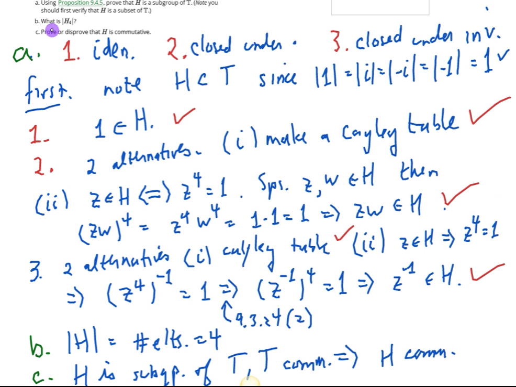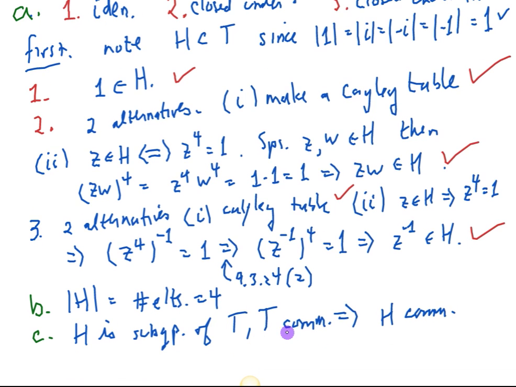All right, so let's go back up to parts B and C of the problem. Part B says, what is the order of H4? And the order of H4 is the number of elements, which is 4. Part C, prove or disprove that H is commutative. Well, H is a subgroup of T, and T is commutative. Therefore, H is commutative. And that finishes the problem.